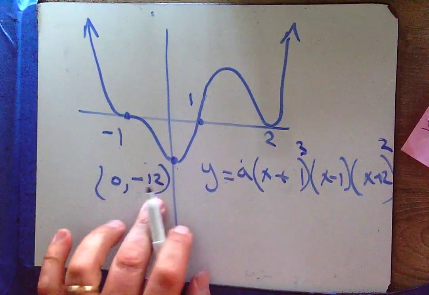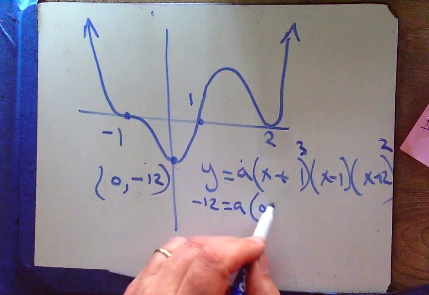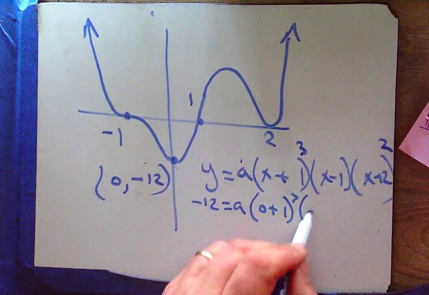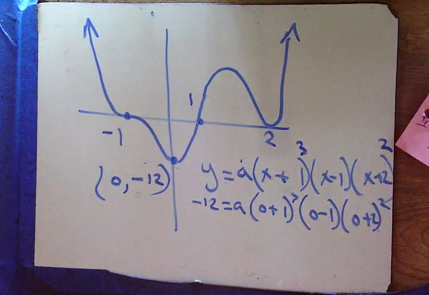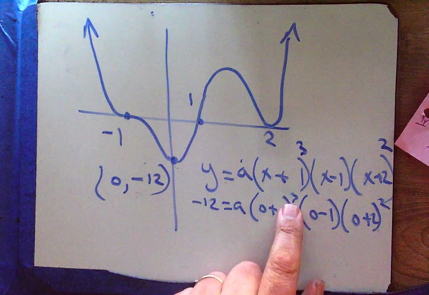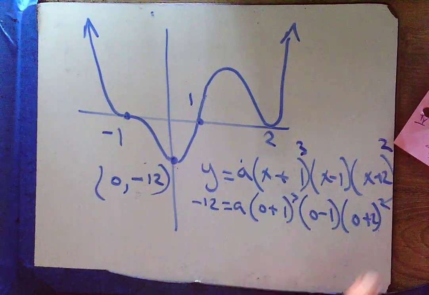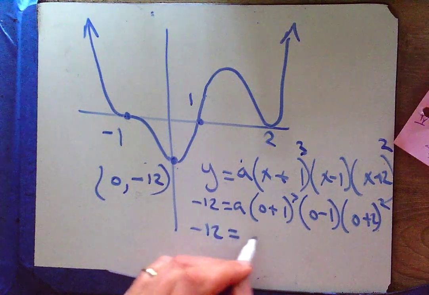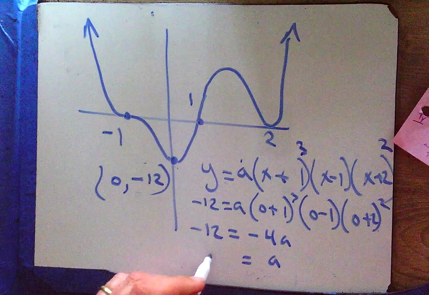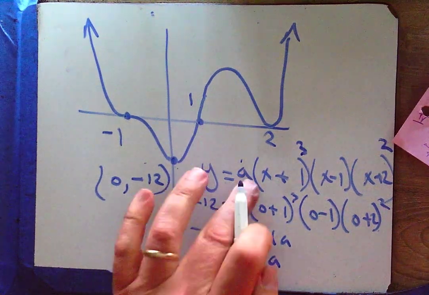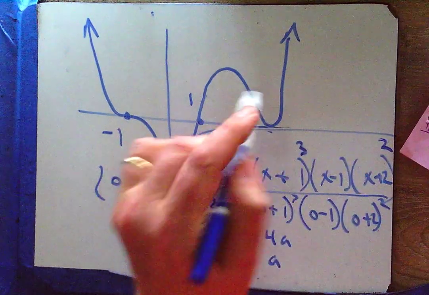Now, I still need to plug this in. So, negative 12 equals a, 0 plus 1 to the third, 0 minus 1, and 0 plus 2 squared. So what are we going to get? 1 to the third is 1, times negative 1 is negative 1, times positive 4 is negative 4. Negative 12 equals negative 4a. If I divide both sides by negative 4, I get a equals 3. So I plug my 3 in there, and that's my equation.